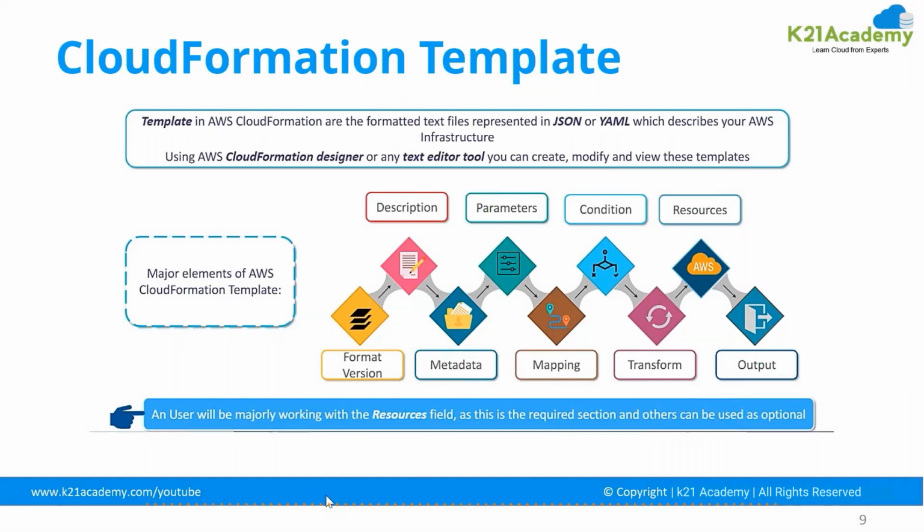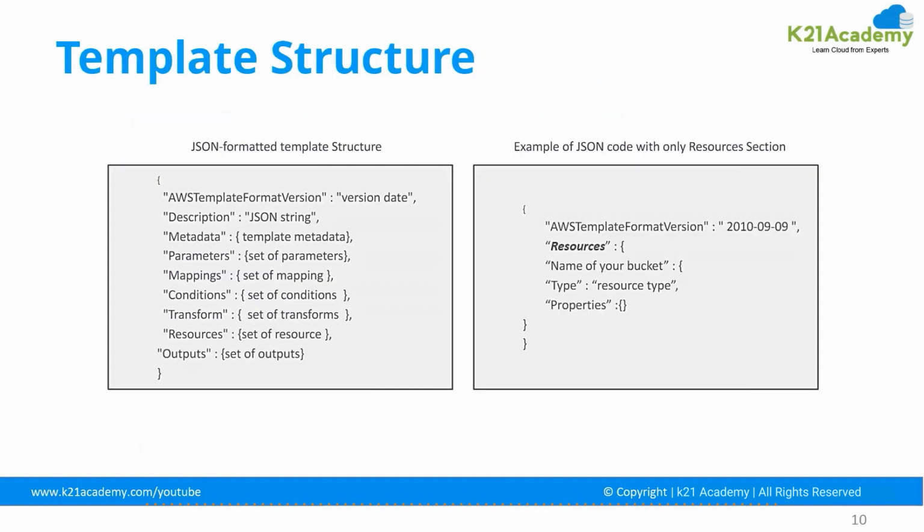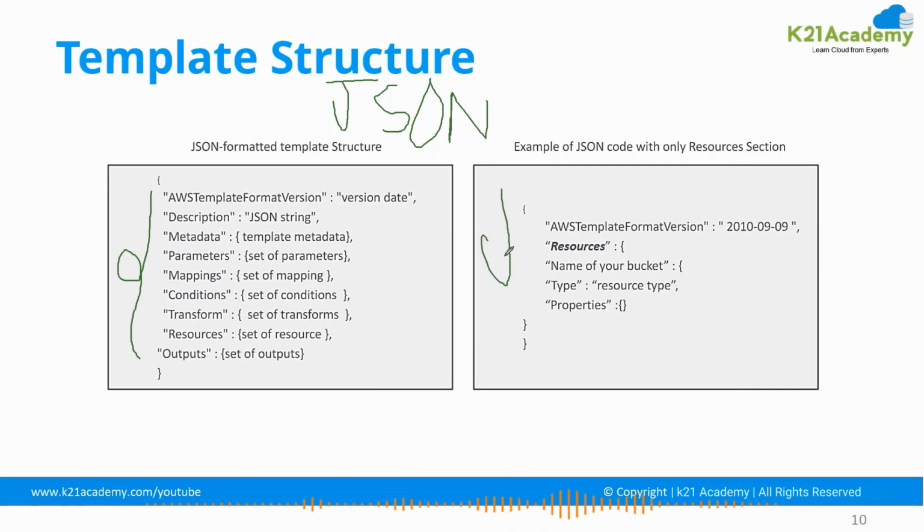Now, as you can see, all of these sections are not mandatory. The only section which is mandatory is your resource section. Your resource section has to be there for the code to run. If the resource section is not there, your code will not run. The only required section is the resource section. So this is how your template will look. These are the different sections you will have in your template. This is written in JSON, and as you can see, this is how the sections will be listed. But if you want only the resource section, you can do that as well.